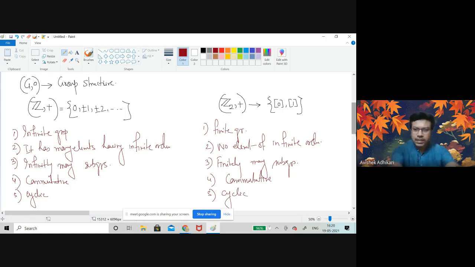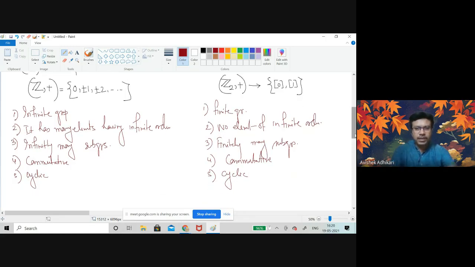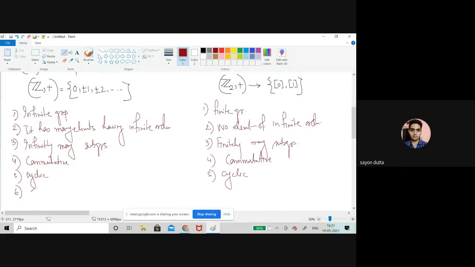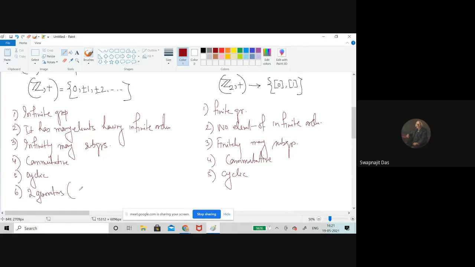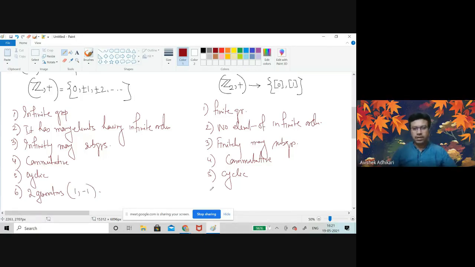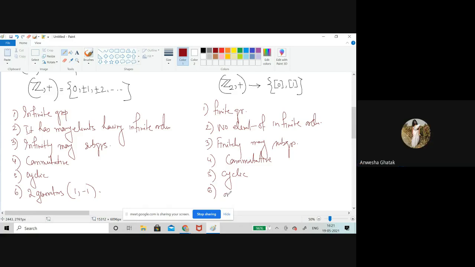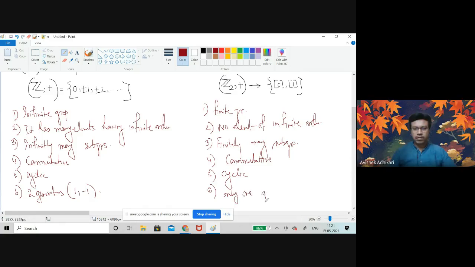So how many generators does it have? In Z plus, how many generators does it have? Somebody? Two: 1 and minus 1. Here, how many generators are there? Quickly, how many generators? Only one. One generator. Very good.